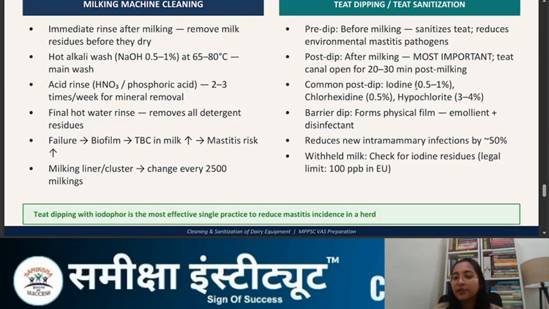Commonly used are iodine and chlorhexidine or hypochlorite solution. All three are very important and they are usually used. These are iodophores. Then barrier dip should be there, physical film, emollient, disinfectant should be used. Then intramammary infections will be reduced if we ensure that teat dipping and teat sanitization is being carried out, both pre-dip and post-dip. Then it should be checked for iodine residue because we should ensure that iodine should not come out alongside the milk. Then teat dipping with iodophore is the most effective single practice to reduce mastitis incidence in a herd. We are talking about the large commercial herds.